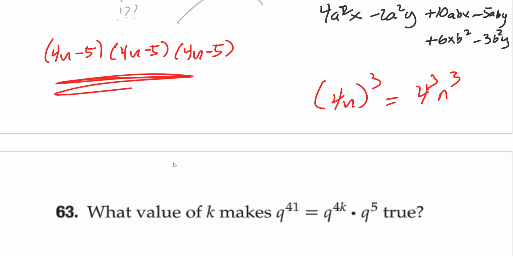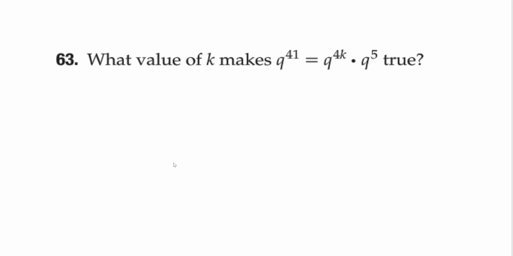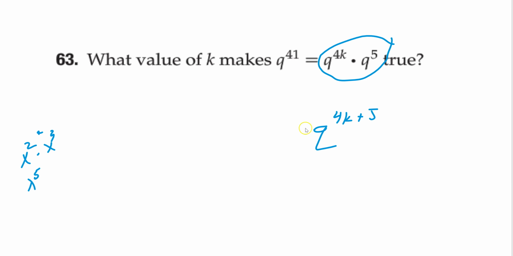Okay, let's see what's next. Oh, we're almost done. Last problem. What value k makes this true? Use our rules to do this. So first, let's look at this. We're trying to find what k is. Remember, when they're the same base, we just add the powers. It's like if I gave you x squared times x cubed, you're like, oh, x to the 5th. You just add them up. So same thing goes here. It's going to be q to the 4k plus 5.